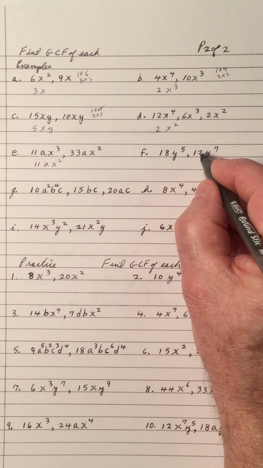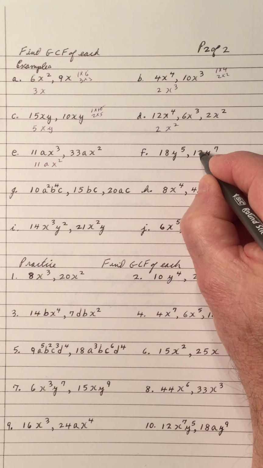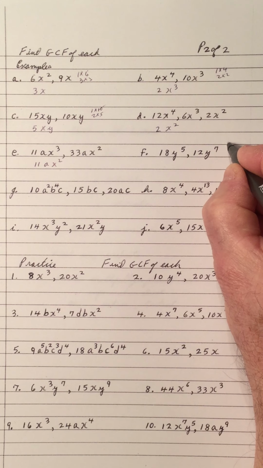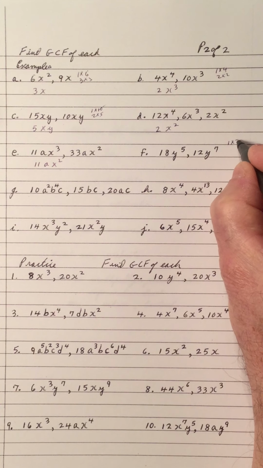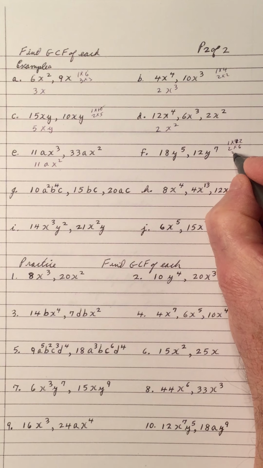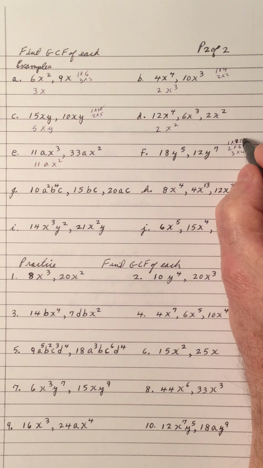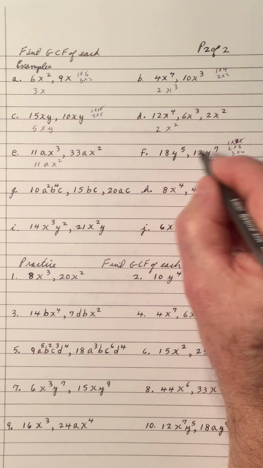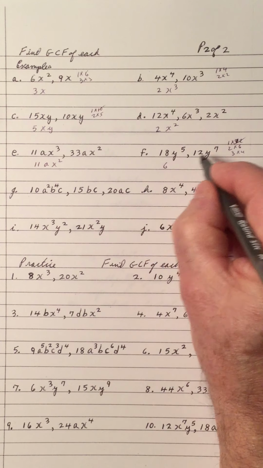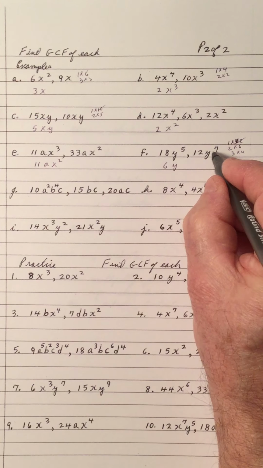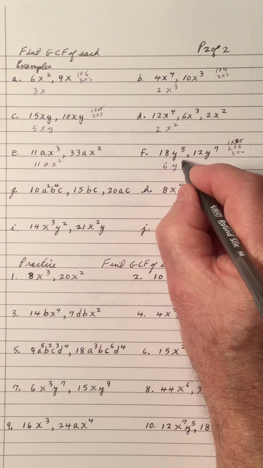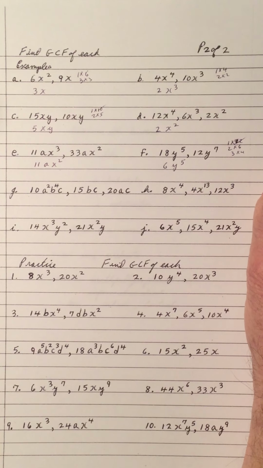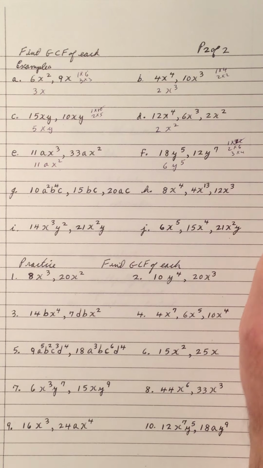We have an 18 and a 12. The smallest number here is 12, and the factors of 12 are 1 times 12. 2 is even, so it's 2 times 6, and 3 times 4. Is 12 a factor of 18? No. Is 6 a factor of 18? Yes, so 6 is the numerical GCF. Y is common to both terms, and 5 is the smallest exponent, so 6y to the 5th.